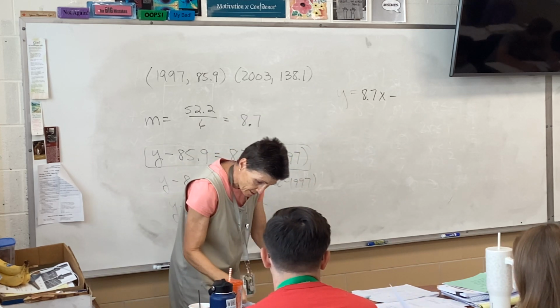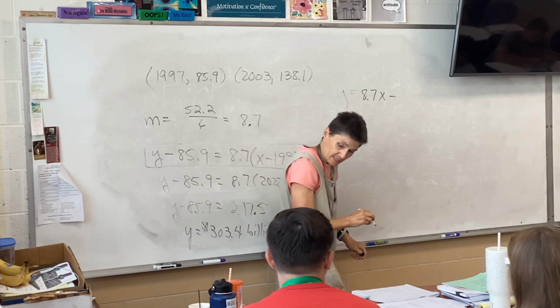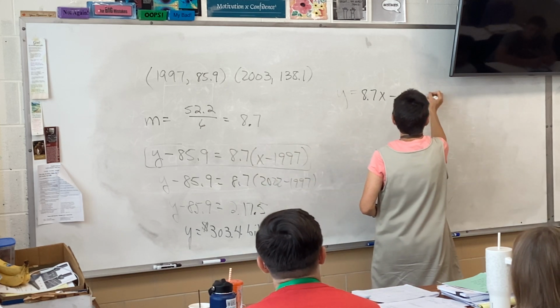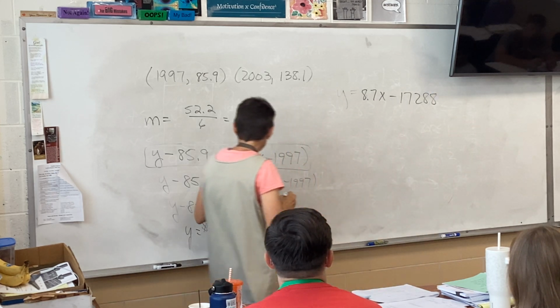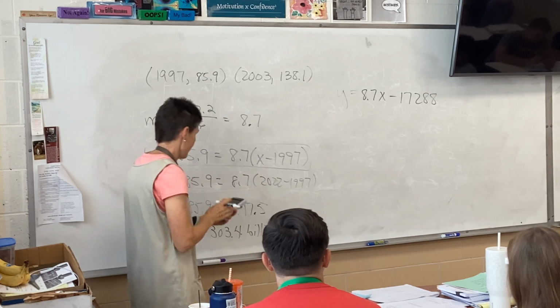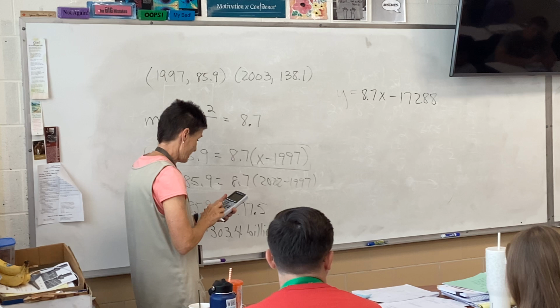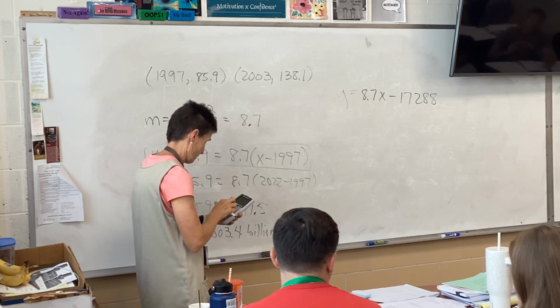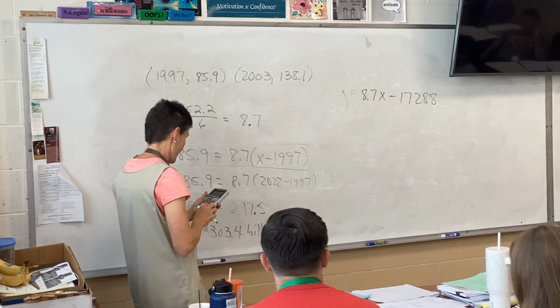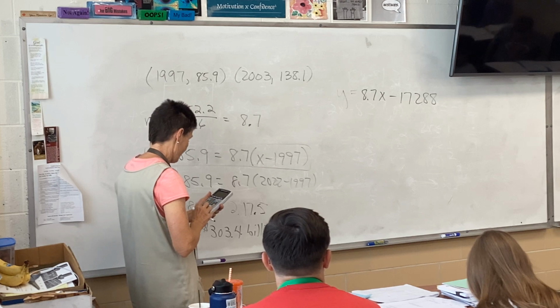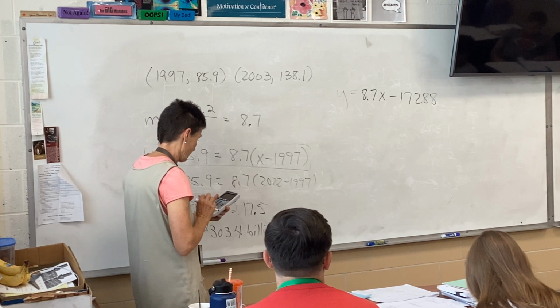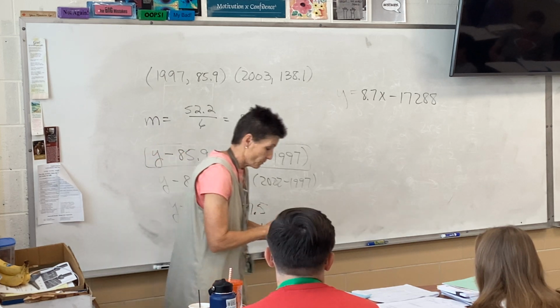minus 17,288 is what I got. Is that right? If I clean this up, 8.7 times 1997, and then add 85. Yeah. So there's my equation.